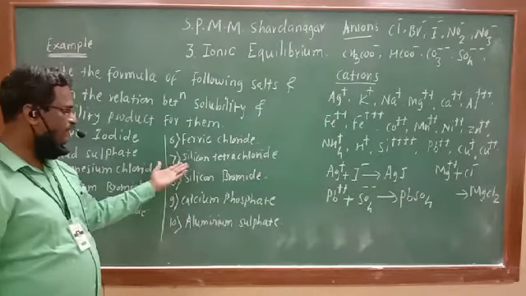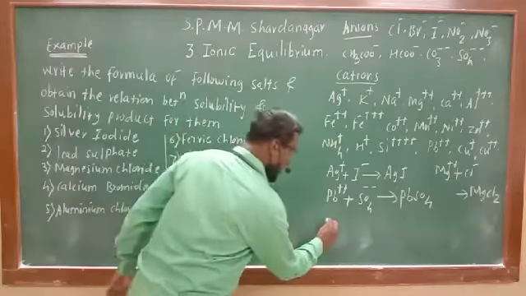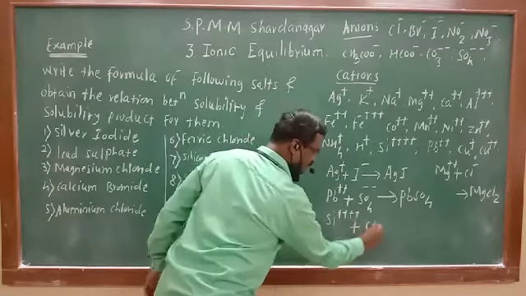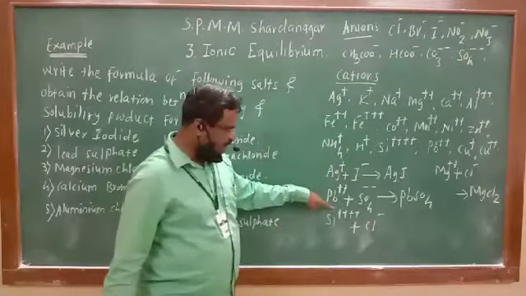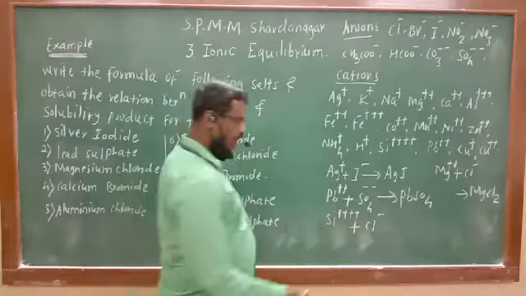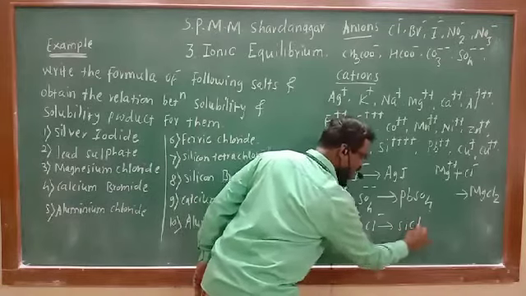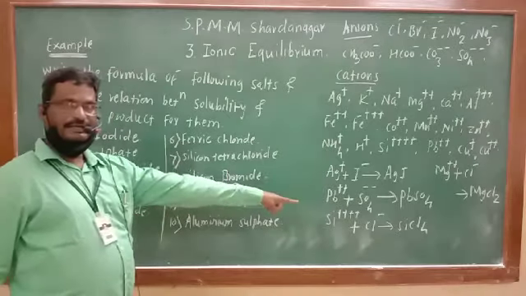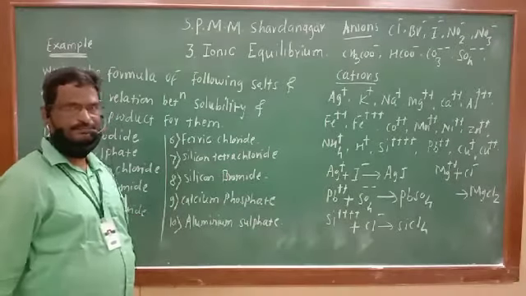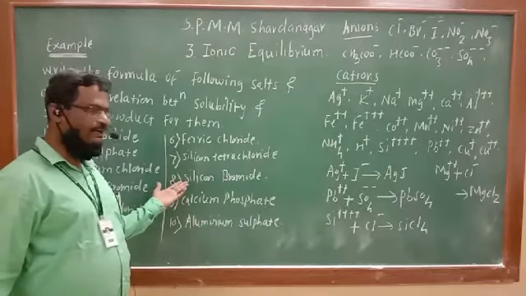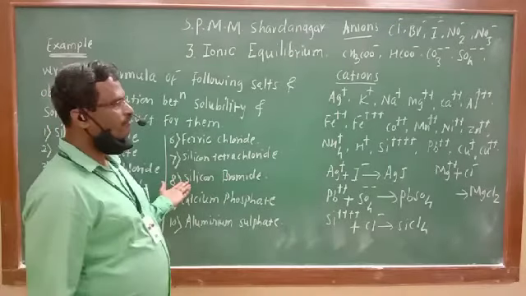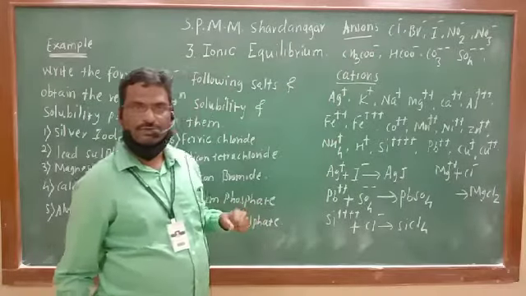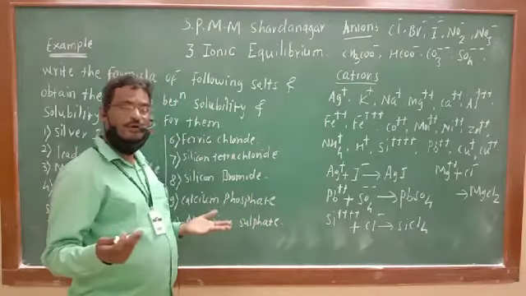One more example, silicon tetrachloride. Silicon, Si4+, chloride Cl-, 4 positive and 1 negative. How will it be balanced? It is balanced like this, SiCl4. So silicon tetrachloride has the formula SiCl4. Similarly, silicon bromide. Silicon has plus 4 charge. Bromine has only minus 1. So how to balance that? That is also the formula SiBr4.